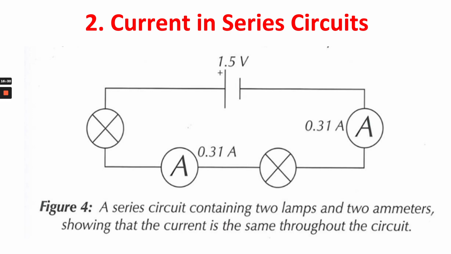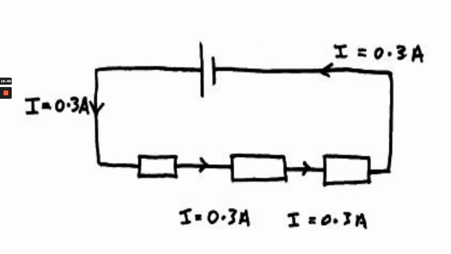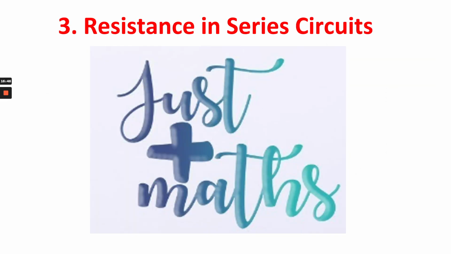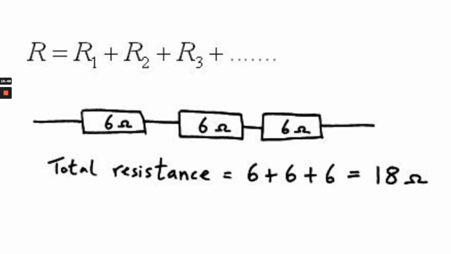Next, current in series circuits is easy. An ammeter will have the same reading no matter where it is placed. If it is placed at the top, it will be 0.31 also. Here's another example, 0.3. It's everywhere. The current is the same. And resistance is easy as well. You just add, literally just add.